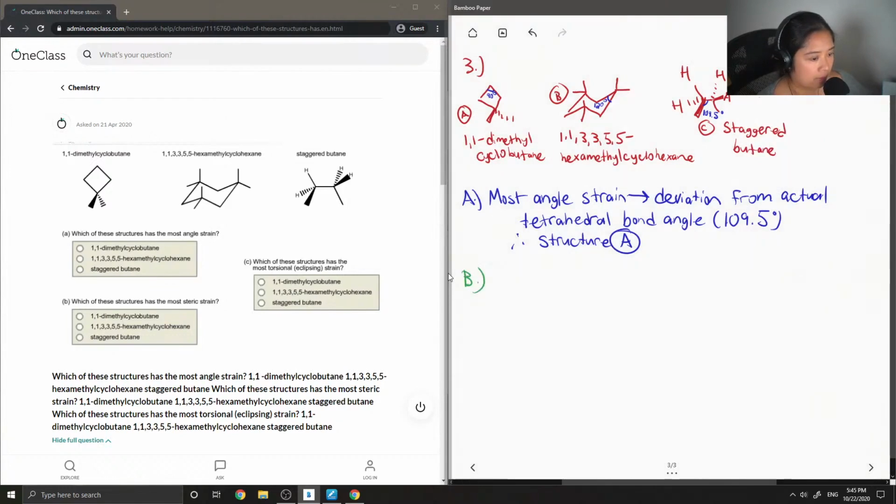Okay, so part B, which of these structures has the most steric strain? Okay, so here is when the interactions between substituents, so basically when you have bulky groups all close together.